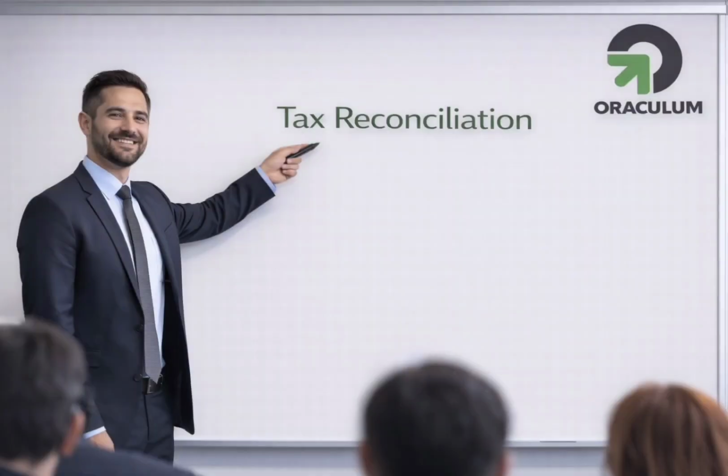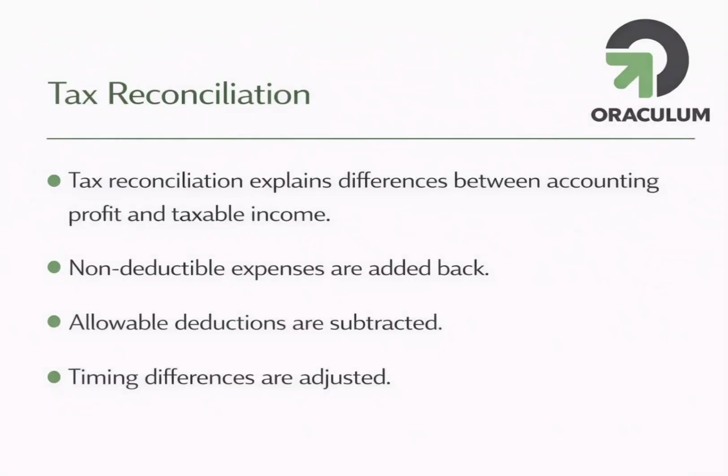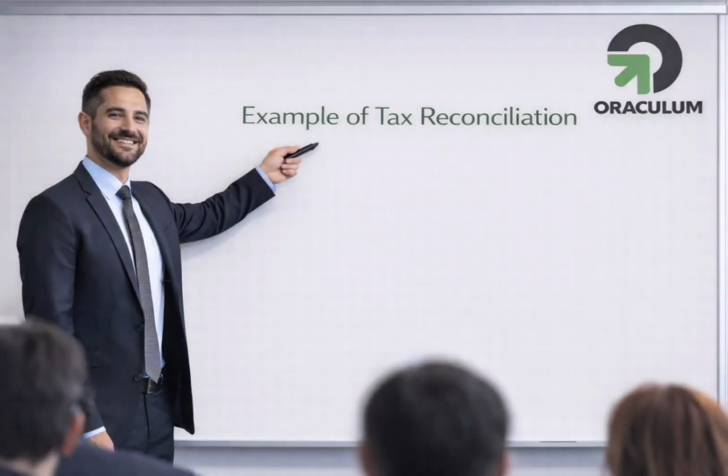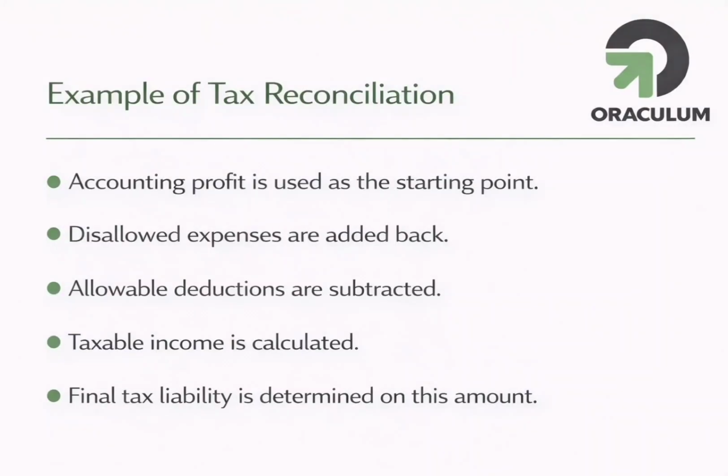Tax reconciliation. Tax reconciliation explains the difference between accounting profit and taxable income. It involves adding non-deductible expenses, deducting allowable adjustments, and accounting for timing differences to derive final taxable income. Example of tax reconciliation. An accounting profit is adjusted by adding disallowed expenses and deducting allowable tax benefits to determine taxable income. The final tax liability is calculated on this adjusted figure rather than accounting profit.